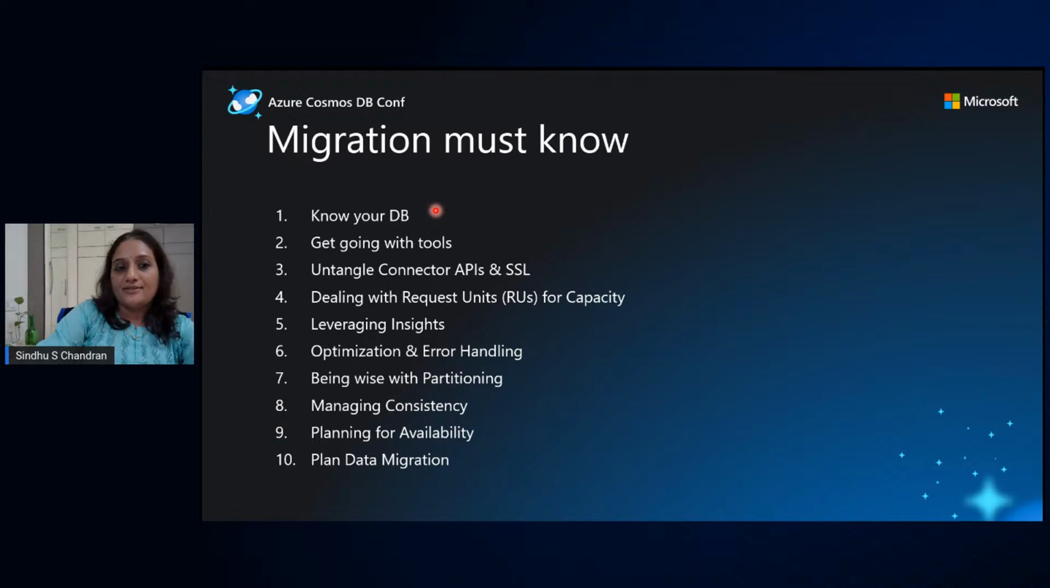So the first one is to know your DB, then you get going with tools. The third step is about understanding the connector APIs and SSL setup needed. And very important, dealing with request units for capacity. And then making use of insights to understand what is really happening there, optimization and error handling, and then making use of partitioning well, managing consistency, availability, and finally planning your data migration from on-prem to Azure Cosmos DB.